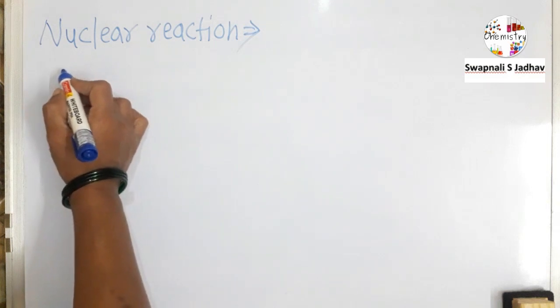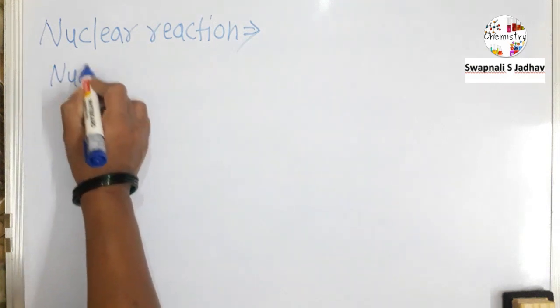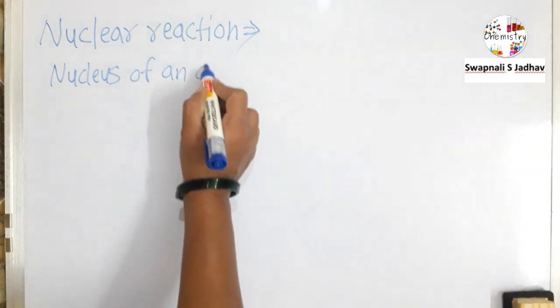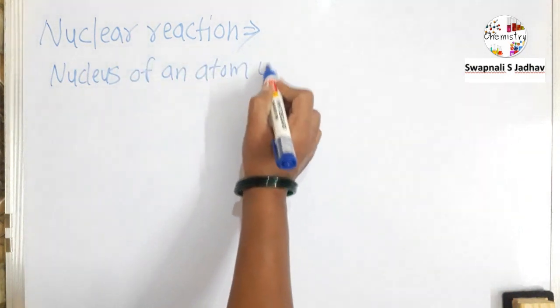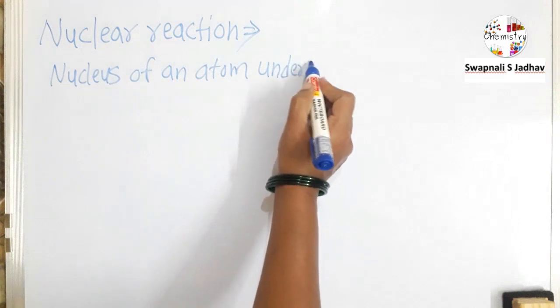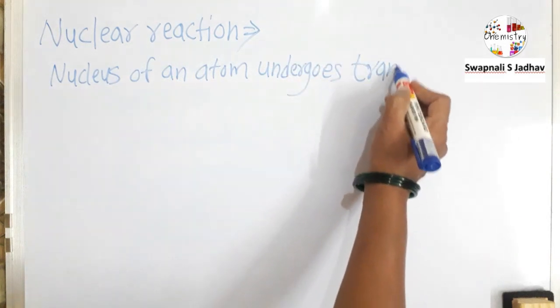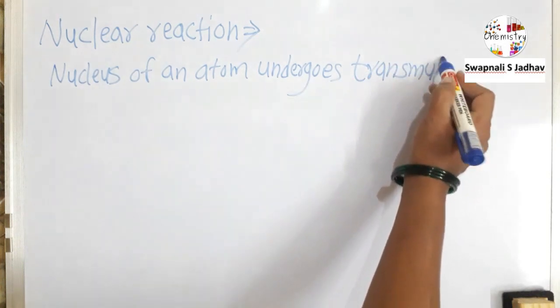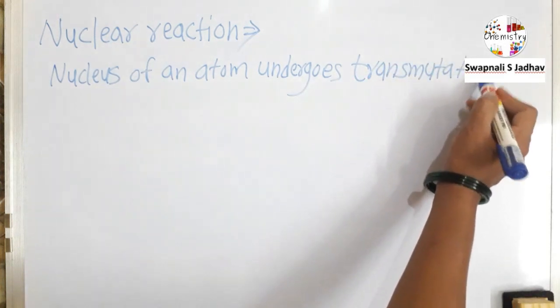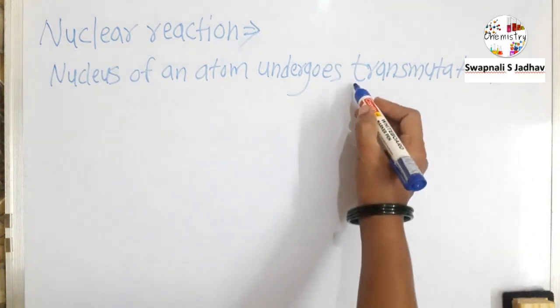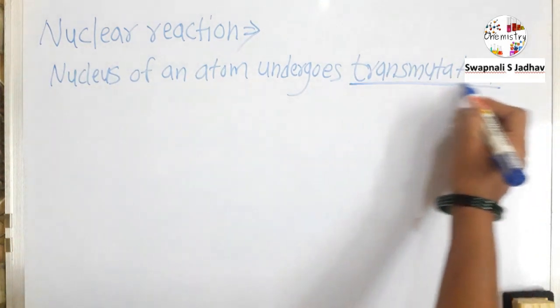The reaction in which the nucleus of an atom undergoes transmutation is known as a nuclear reaction. Okay, so now another question arises. What is meant by transmutation?